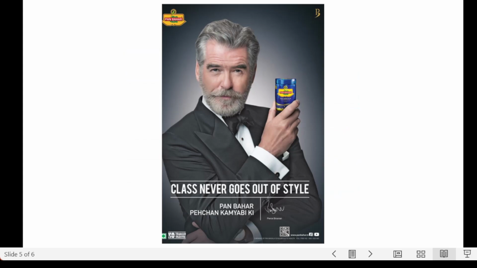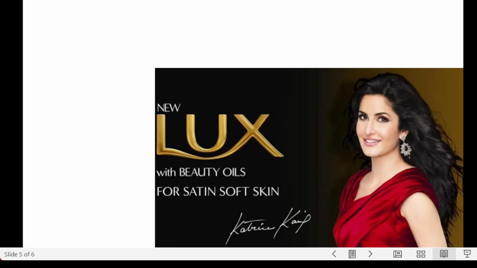Now look here, Pierce Brosnan, earlier James Bond, he is endorsing Pan Bahar. Now why don't I call him advertising Pan Bahar but endorsing? Down on the right side of the poster you can see his signature. That shows that he is part of the product launch and he believes in the product. And here Katrina Kaif has lent her signature for the Lux. That again shows that she is part of it. So this is about the endorsement in the advertisement.